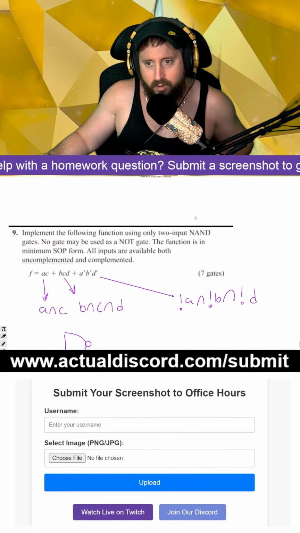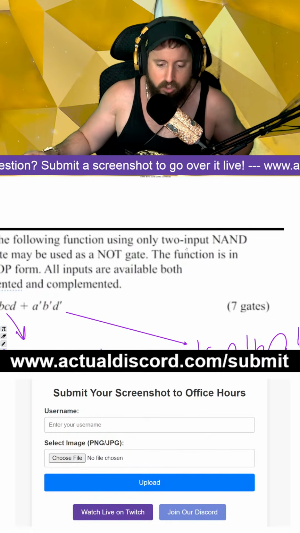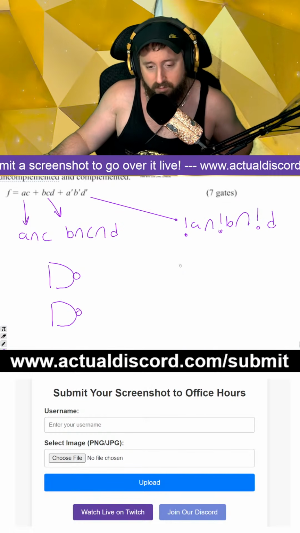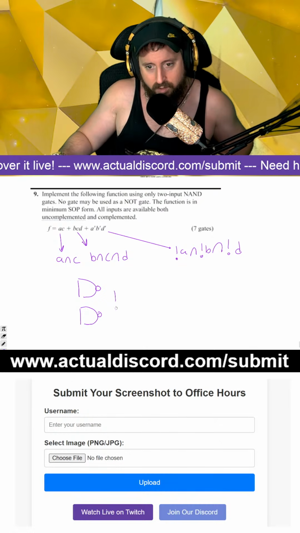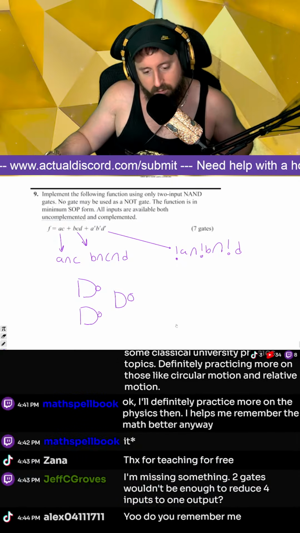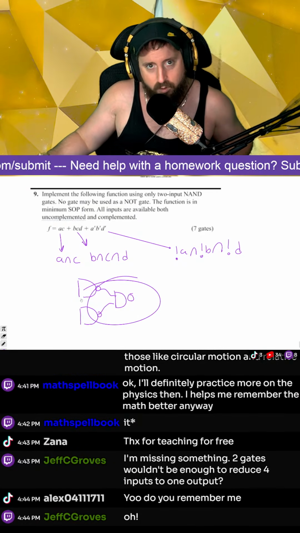Oh, no. Okay, look. The NAND gates can only have 2 inputs. You're allowed to have multiple NAND gates. Does that make sense? So you could do this if you wanted to. But the rule is that they can only be 2 inputs.